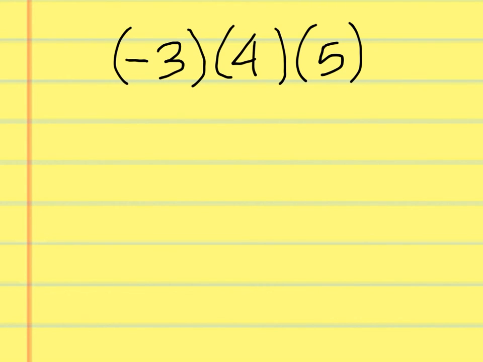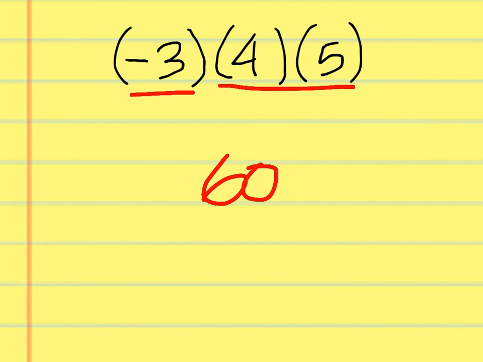Remember, you can multiply in any order. What's 4 times 5? What's 20 times 3? 60. How many negative signs are there? 1. What's the sign of the answer? Negative. So it's negative 60.